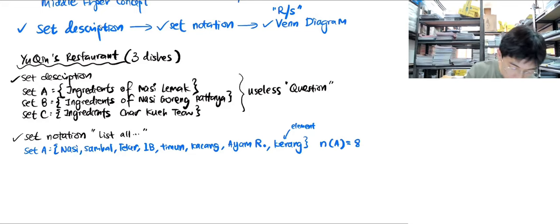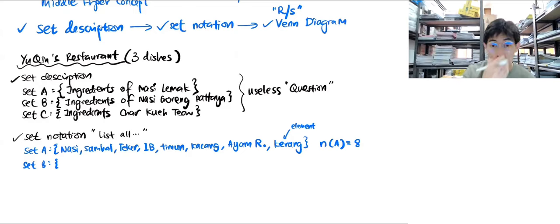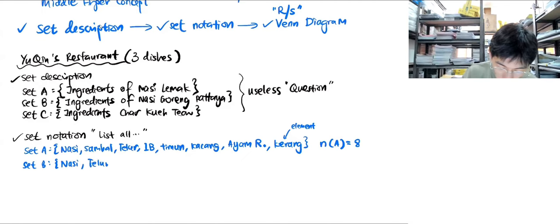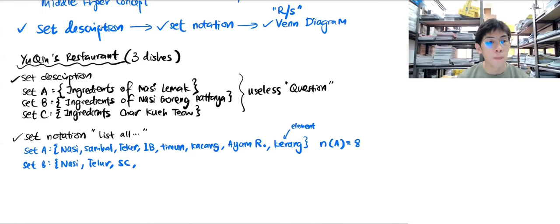Okay, now next, set B. Use your imagination. Nasi goreng pattaya: nasi and telur are a must. Nasi and telur, come. What else? Sauce chili, nice. I'll just put SC. Sauce chili, easier. Okay, prawn, not bad. Okay, come more.